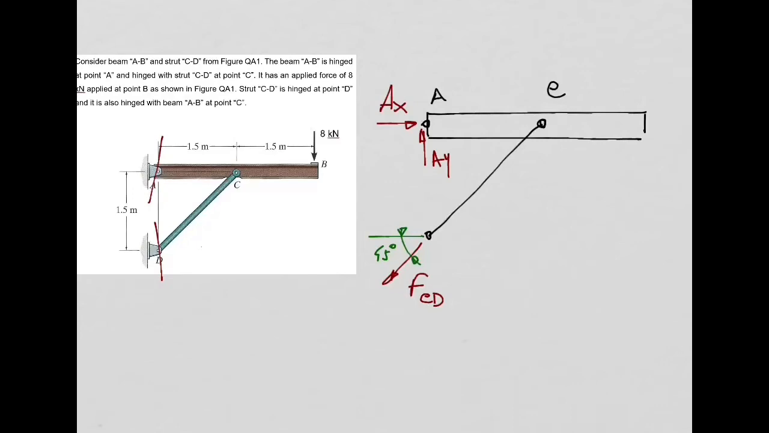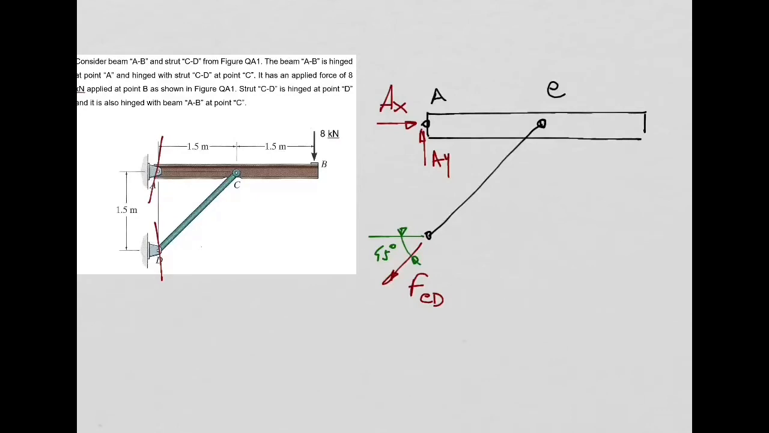Only when I cut or break up the connections, I need to put the reactions. If I cut a cable, I need to put the force in the cable. If I remove a support to isolate my structure, I need to put the reactions at that support, right? In this case, I didn't remove the strut from the beam at point C. I didn't do that. So I don't put reactions there.